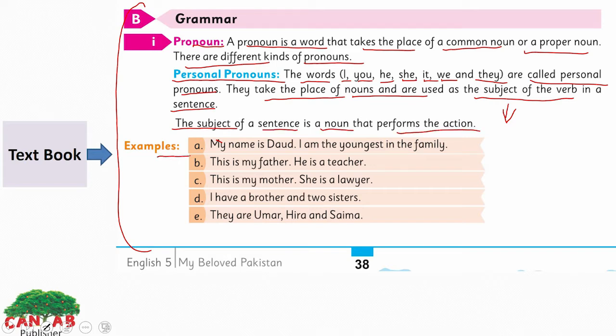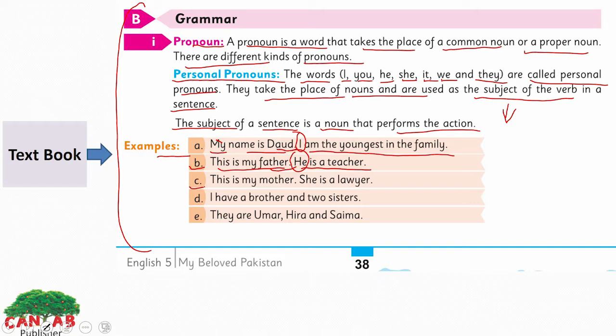For example, my name is Daud. I am the youngest in the family. Here, you can see I is a pronoun. Second example, this is my father. He is a teacher. He is a pronoun here. He replaces the father and I replaces Daud, the boy Daud here.